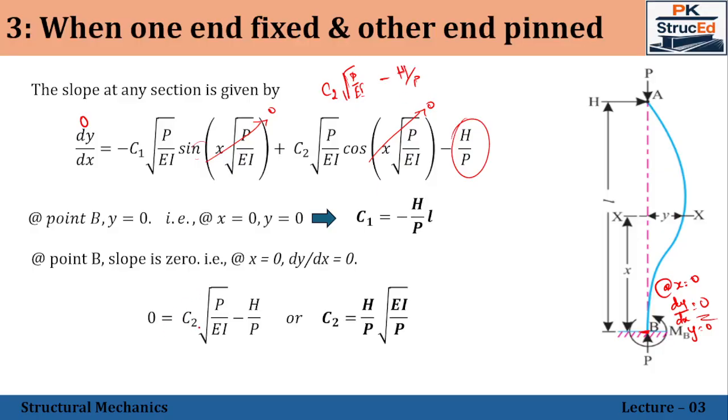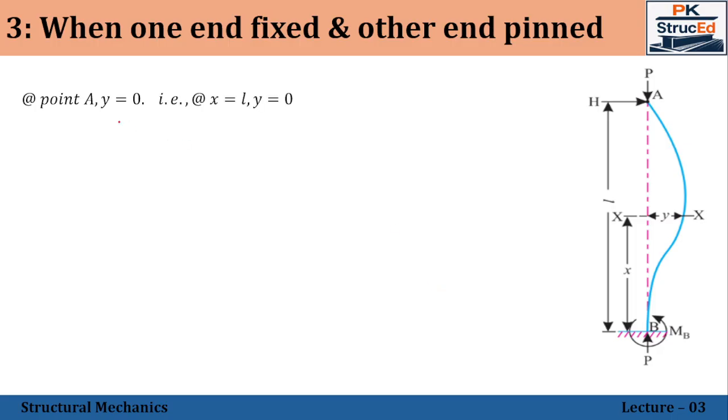0 will be equal to C2 into root over P by EI minus h by p. Or otherwise, I need C2 only. So taking this h by p to the other side, you'll have h by p into root over the inverse, because we are taking it to the other side. So in that case, root over EI by P. Right. So now one more condition is at A, at this point, we have the slope available.